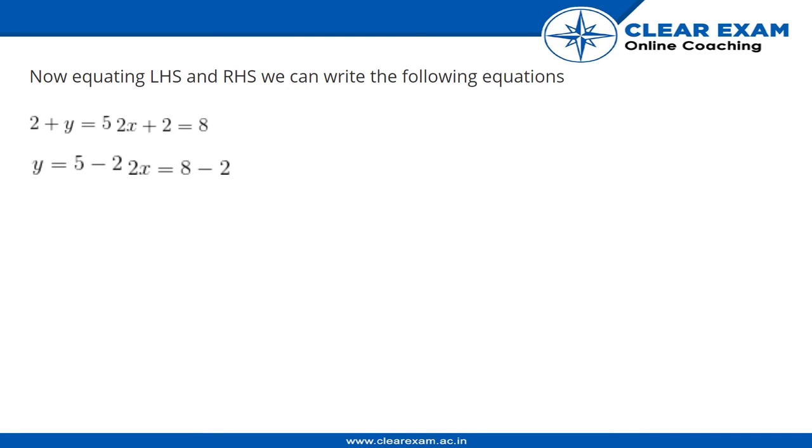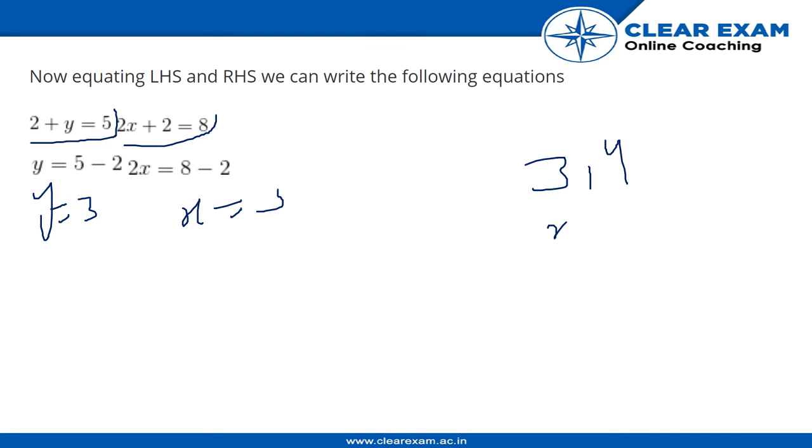So our first equation is this, our second equation is this. Solving both the equations, we get y is equal to 3 and x is equal to 3. So our solution is 3, 4 for x, y.